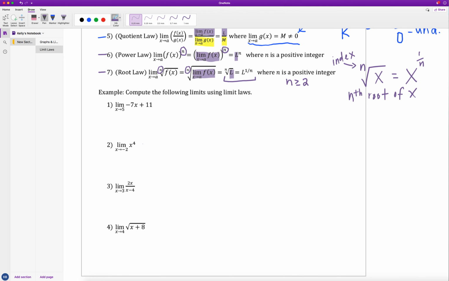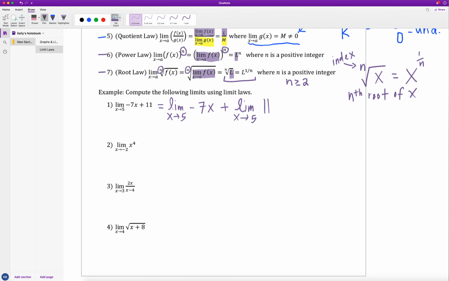So our first example says the limit as x approaches 5 of negative 7x plus 11. I notice a couple things here. I have an addition, so I'm going to end up using the sum law, and I also have a coefficient on the x, which means I can use the constant multiple law. So I'm going to first use the sum law, and I can break this apart as the limit as x approaches 5 of negative 7x plus the limit as x approaches 5 of 11.